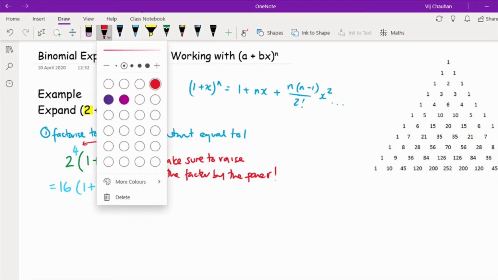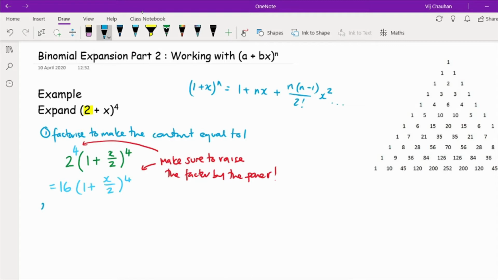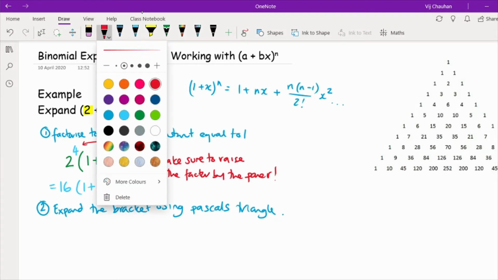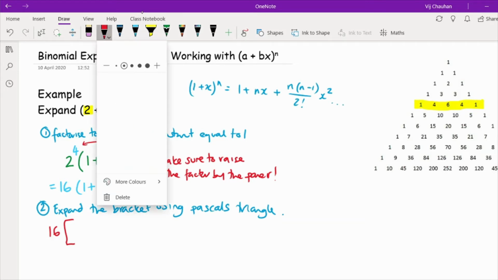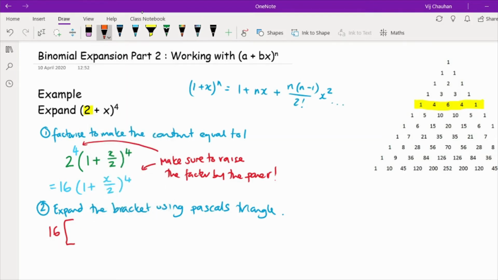Going on to our next stage, once I've done that, the next thing I need to do is expand the bracket using Pascal's triangle and the previous method. For starters I'm going to ignore the 16 for now, and I'm going to open up a square set of brackets. Because I'm dealing with the power of 4, I need to be looking for the 5th row of Pascal's triangle, which is just there. First let me note those coefficients in orange: 1, 4, 6, 4 and 1, and let's put a close bracket there.